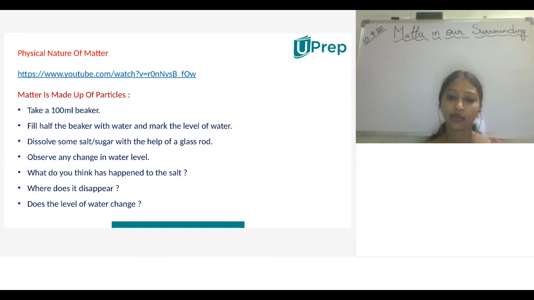Understood? By doing this activity, a question arises: does the level of water change? Where does the solute disappear to? What happens to the solute? The solute disappears. Where does it go? So does the level of water change?